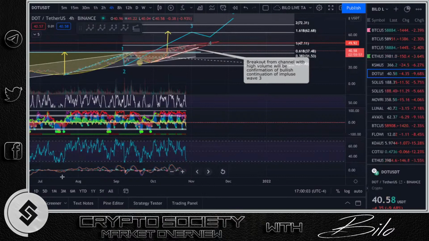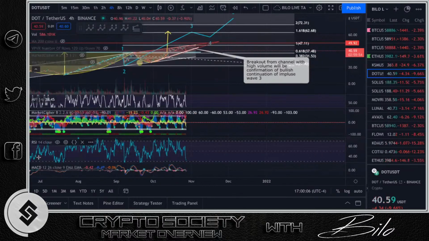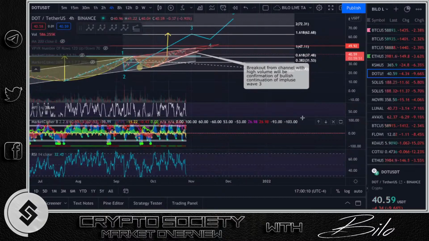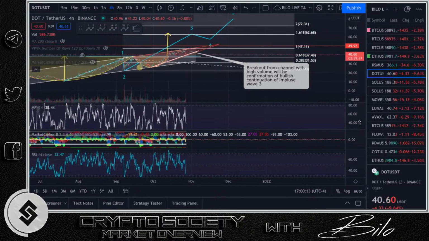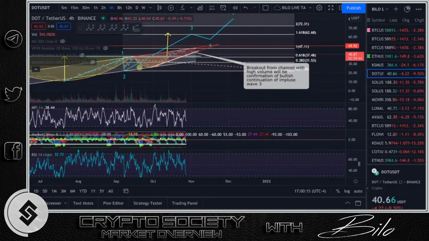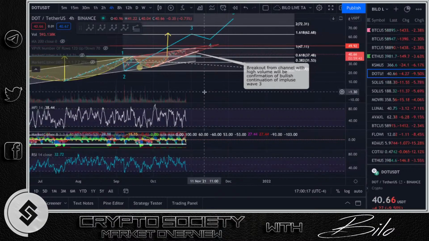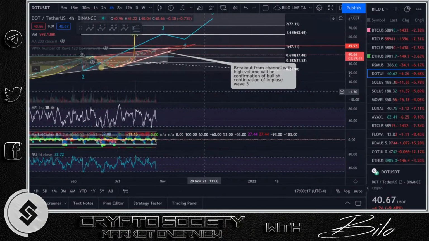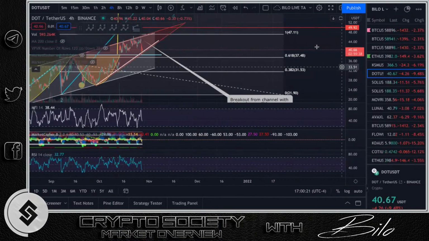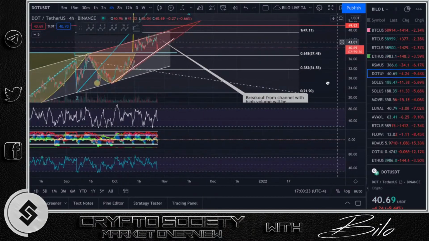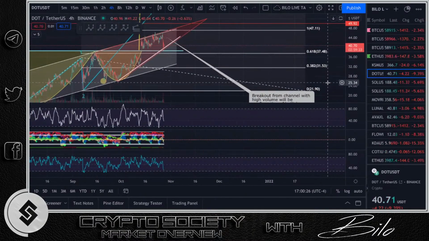Let me get rid of this because I really don't know why I have it here. Here we go. Okay. I just want to focus on RSI and MFI. I'm just going to zoom in. And I'm going to talk to you a little bit about the psychology of what's happening with the DOT at the moment.